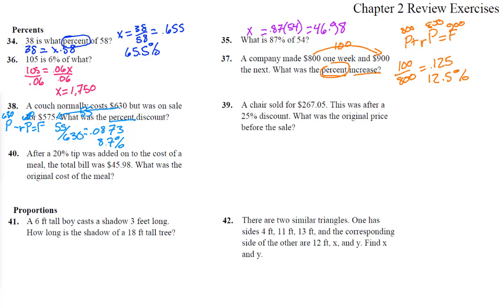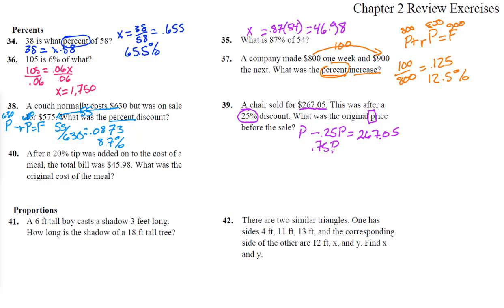All right, number 39. A chair sold for $267.05. This was after a 25% discount. So we don't have the before and after to find the percent. We need to find the original price. There's our variable for the price. Price discounted by 25% of that price equals $267.05. Combining these together, 1 minus 0.25 is 0.75p, and that's where that shortcut comes from.